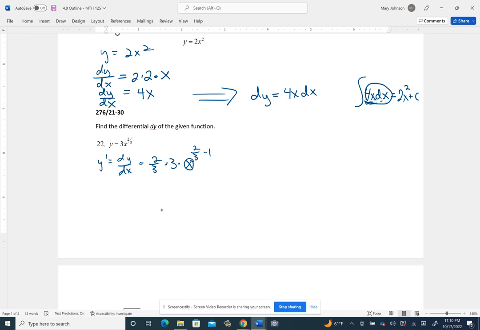That's why you don't have anything extra over there. So then you clean it up. 2/3 times 3 would be 2. 2/3 minus 1 would be negative 1/3. Okay, so dy/dx equals that. So that means dy would equal 2x to the negative 1/3 times dx.